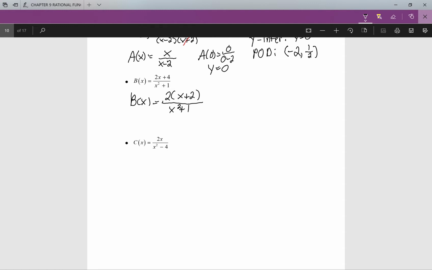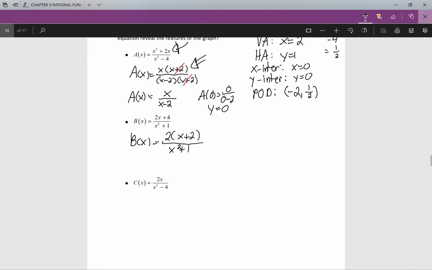Looking through this information, let's see what we have right here. So we're looking for a vertical asymptote, a horizontal asymptote, an x-intercept, a y-intercept, and the point of discontinuity. Let's launch off with my vertical asymptote.